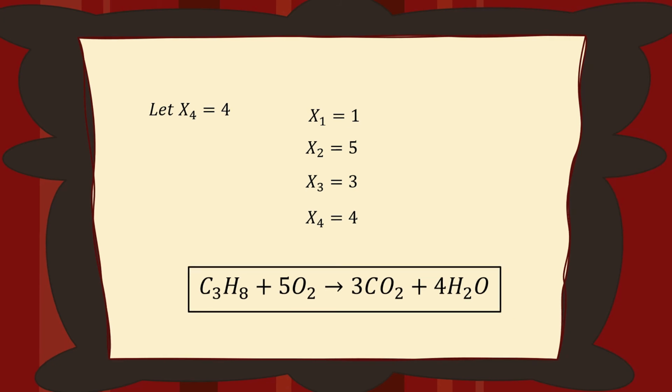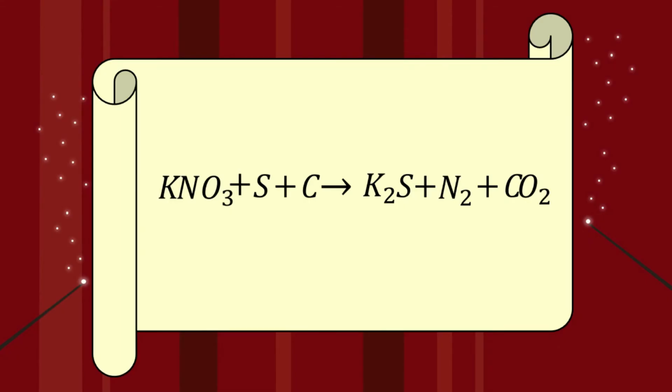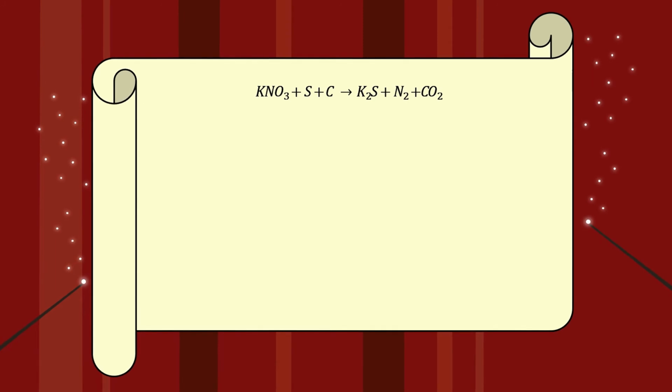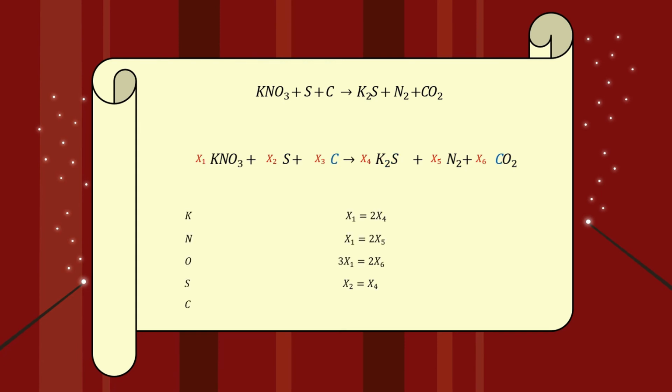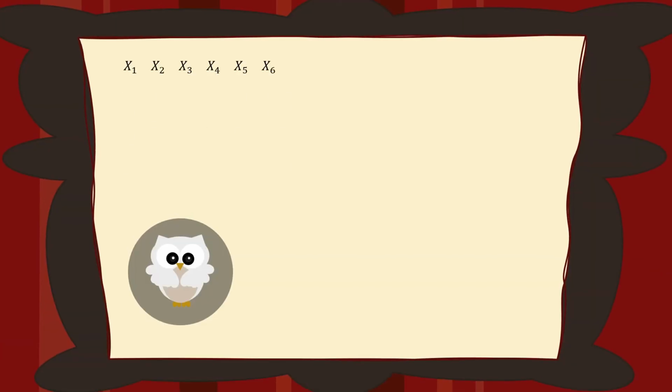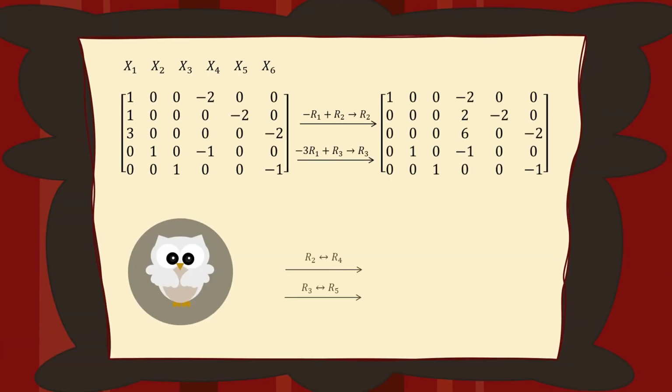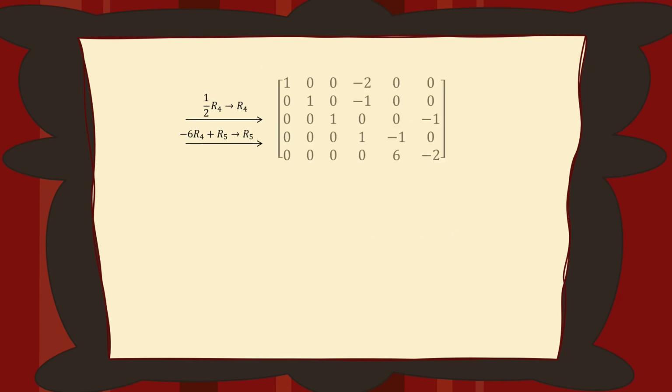Easy, right? So, let's have another example. How do we balance gunpowder combustion? In this, we have this equation. Just like in the first example, we have to identify the elements and assign their own coefficients. We can now use row reduction to get the general solution. Now, the system is reduced to this.